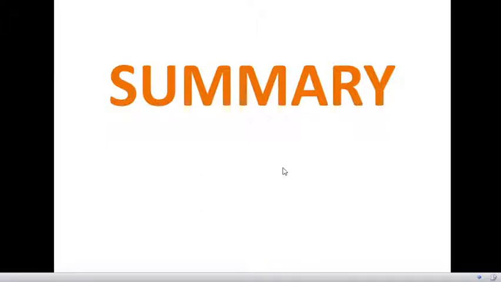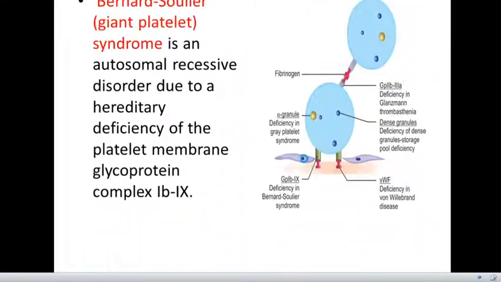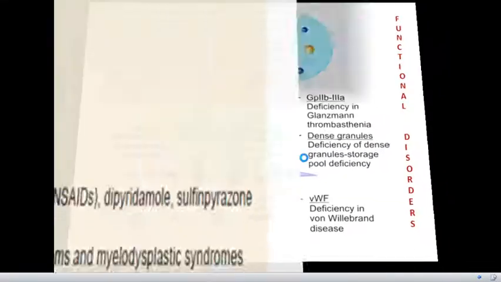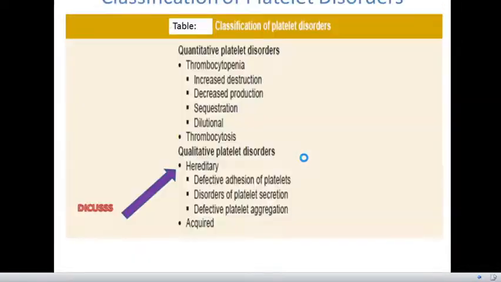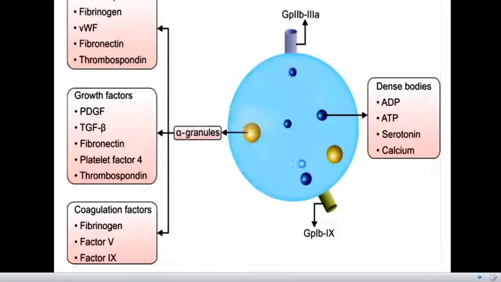So let's have a summary over the videos that we have discussed for qualitative disorders of platelet. So we have discussed the structure of the platelet, where we have discussed the receptors and the granules, and then deficiency of these receptors and granules will lead to which kind of syndrome, or what the condition is called.